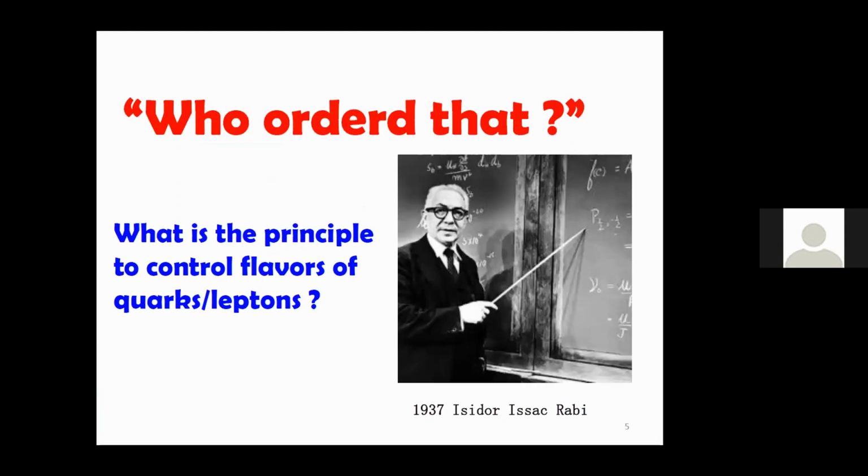So the question is, who ordered that? This question was asked by Isidor Rabi after the discovery of the muon.